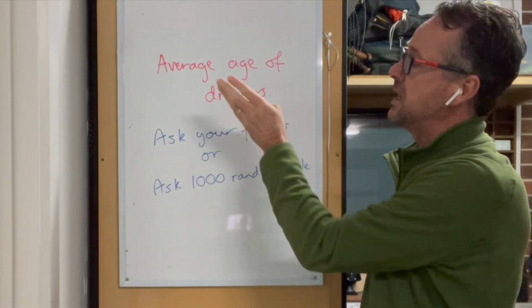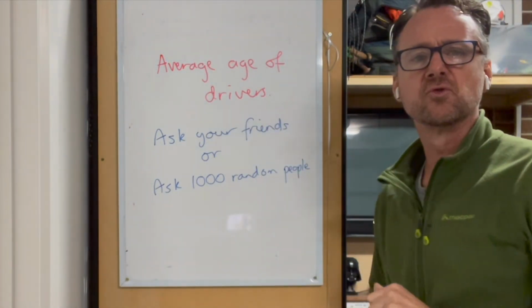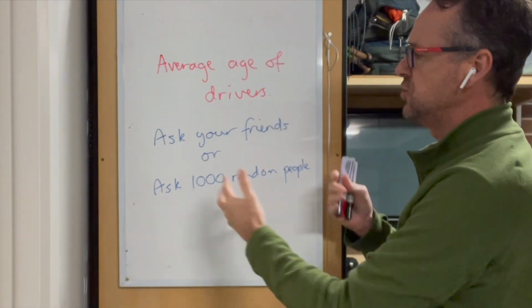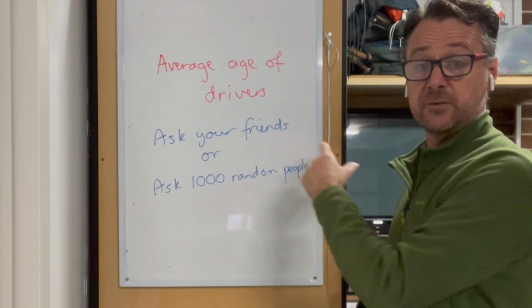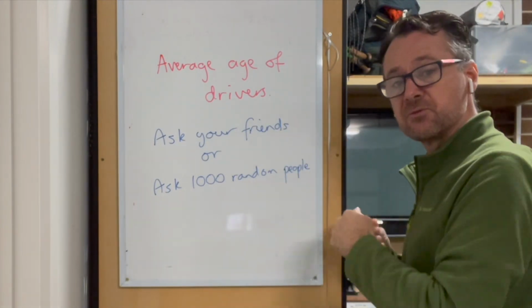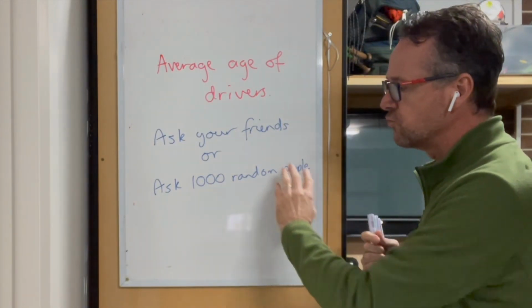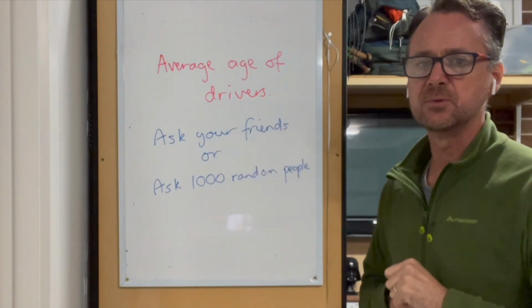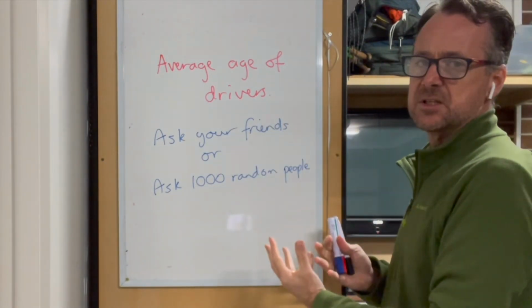Right, so we want to find out the average age of drivers in our city, and we're looking at these two choices. So you could ask all of your friends what their age is and gather results from that, or you could randomly ask 1,000 people. So look at which of these is a better option.